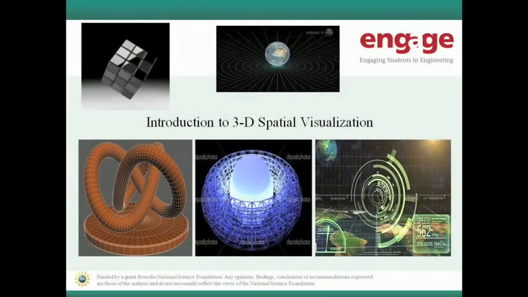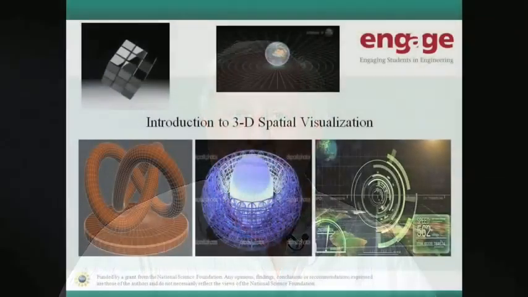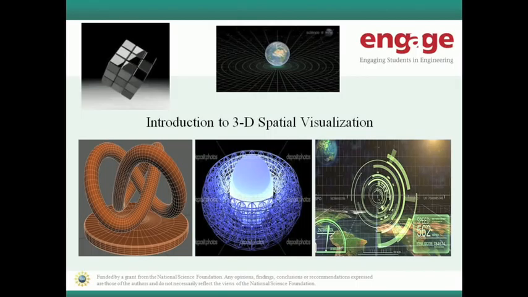My name is David Lubliner. I'm a co-PI on a National Science Foundation grant called Engage. We're one of 30 engineering schools teaching 3D spatial visualization skills to freshmen.